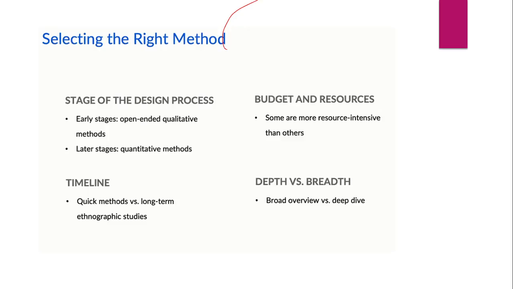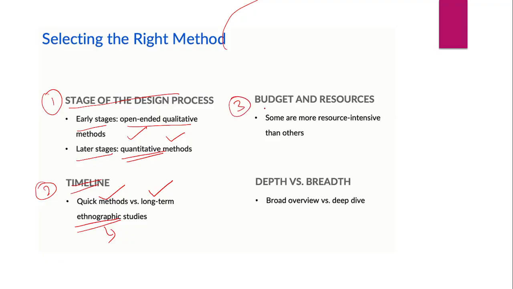And selecting the right method. How to select the right method? Here there are different stages. Step one is the stage in the design process. In the early stage, use open-ended qualitative methods, and in later stages you have to deal with quantitative methods. The next is the timeline. Here, a quick method or long-term ethnographic studies, which are a group of studies.